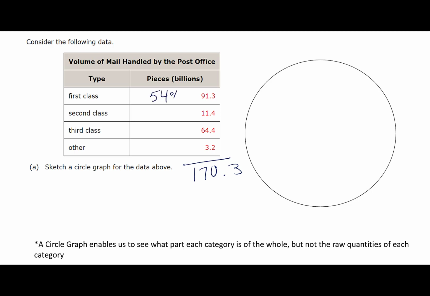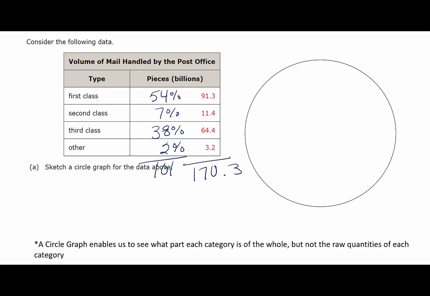This is 54%. Okay, next, second class, 11.4 divided by 170.3 times that decimal by 100, and I'm going to round that to 7%. Next, 64.4 divided by 170.3, and that rounds to 38%. One more, 3.2 divided by 170.3 times that decimal by 100, round to the nearest whole number to get 2%. Now I'm just going to check these percents and see what they add up to. 54 plus 7 plus 38 plus 2 equals 101. That's okay that it's a little above 100. It's because we rounded up each time, and that pushes it a little over 100.